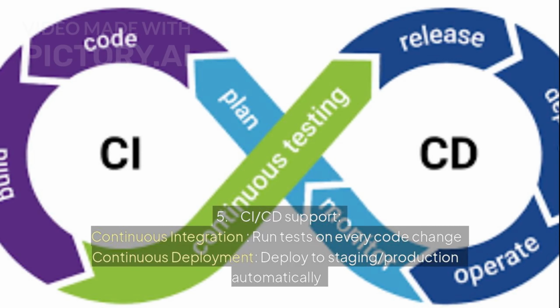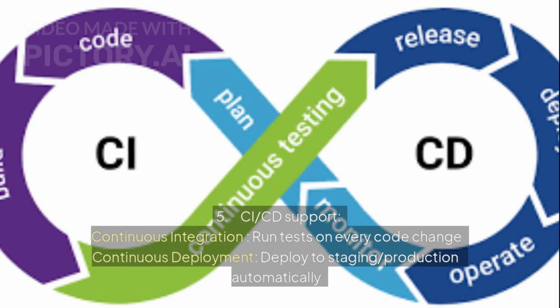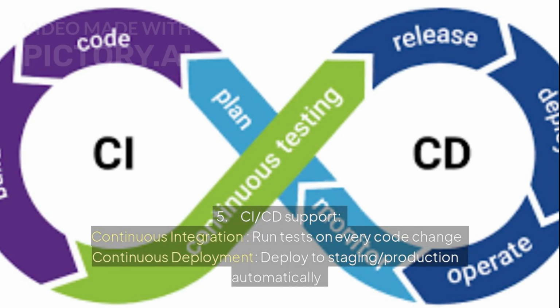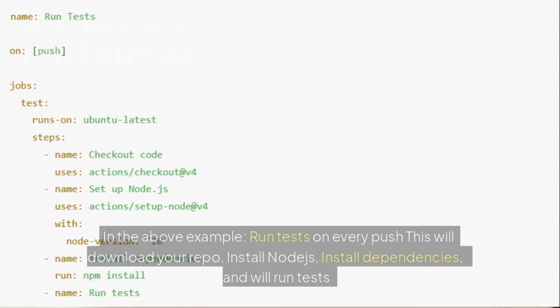5. CI/CD support. Continuous integration: run tests on every code change. Continuous deployment: deploy to staging or production automatically. In the above example, it will run tests on every push. This will download your repo, install Node.js, install dependencies, and run tests.